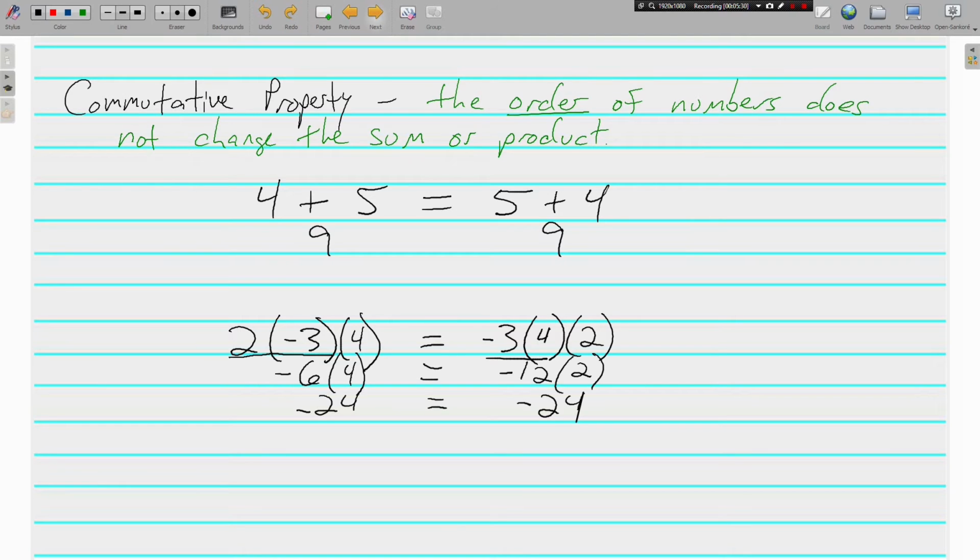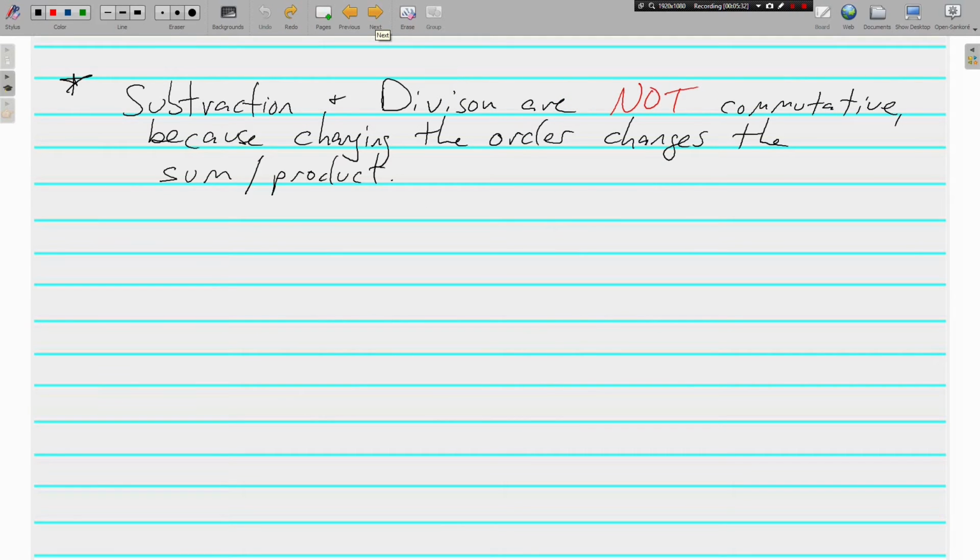Now, it's important for you to understand that subtraction and division are not commutative. If you change the order in a subtraction problem or a division problem, it would change the answer. Well, looks like I have a mistake here. Let me fix that. We wouldn't use sum and product for subtraction and division.